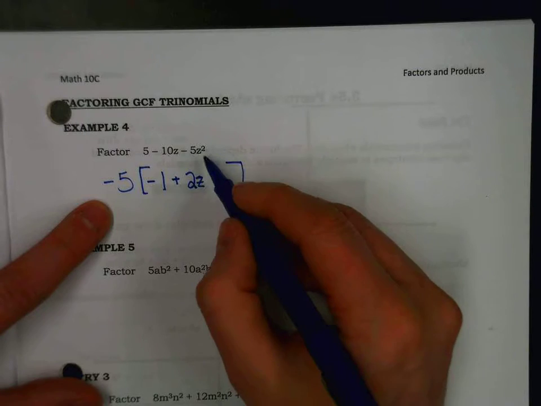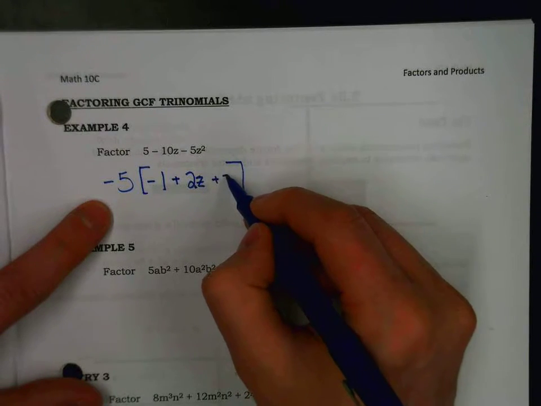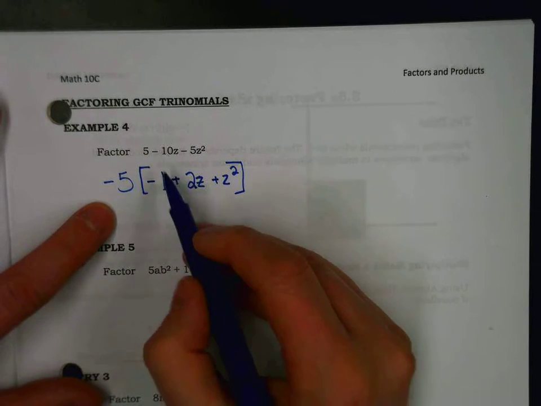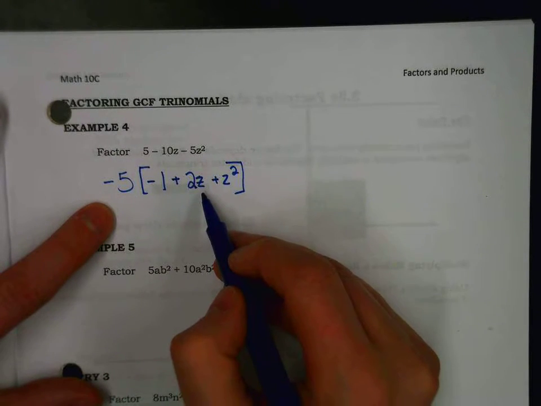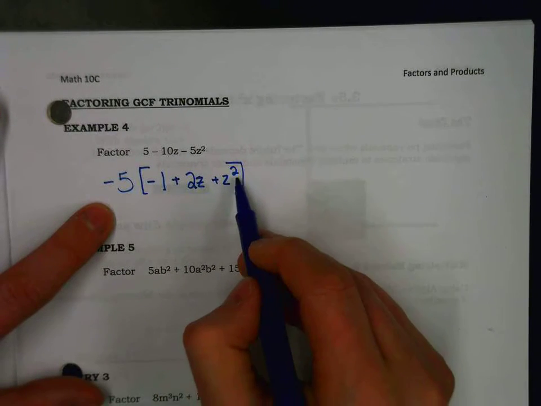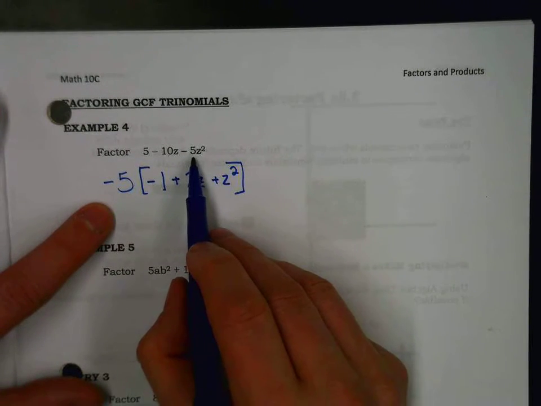And nothing times a what makes a z squared. Kind of need to have a z squared there. And it's good to double check. Negative 5 times negative 1 is 5. Negative 5 times 2z makes negative 10z. And negative 5 times z squared is negative 5z squared.